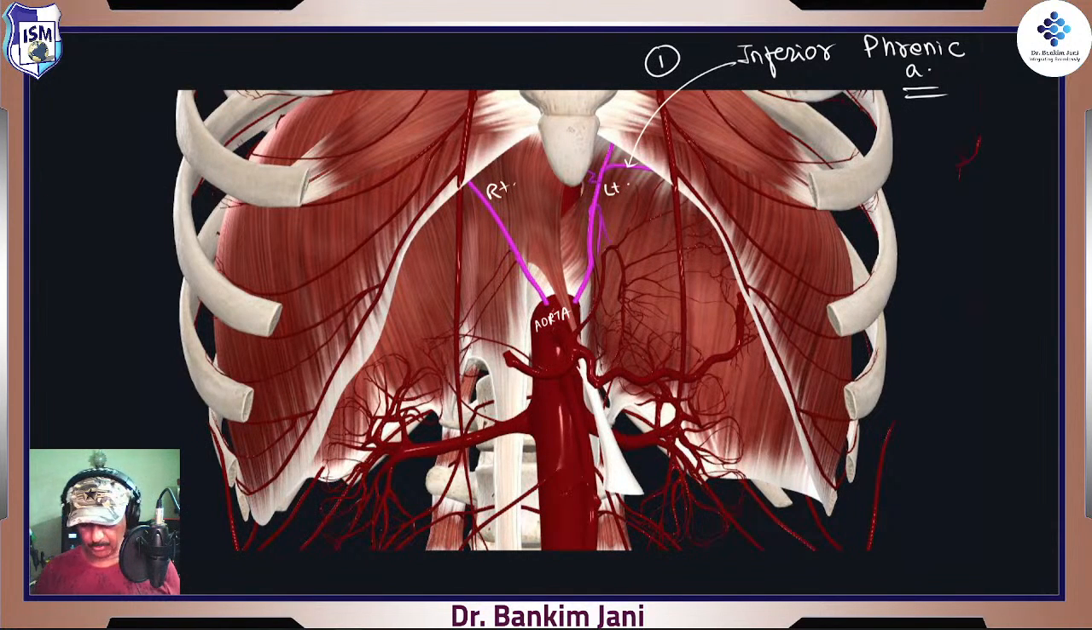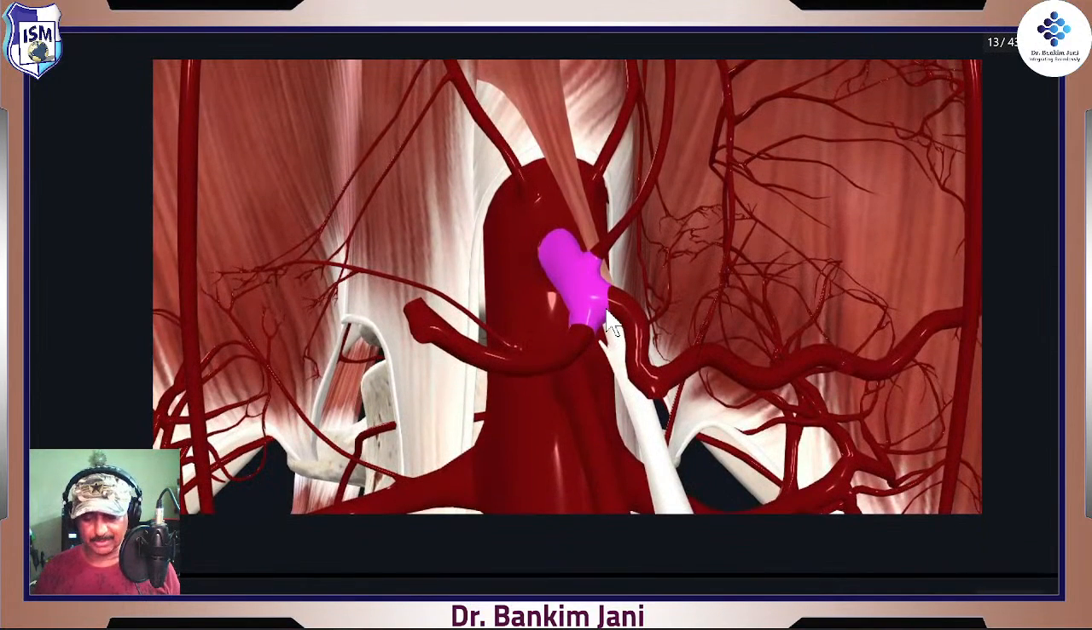Pretty easy. Okay, as we go down now, we just can't miss it. It's a huge one, a big one. These were all phrenic, this was the inferior phrenic, just for reference. That one is called the big one, big thing. So we will call it a trunk, and it is called the celiac trunk.